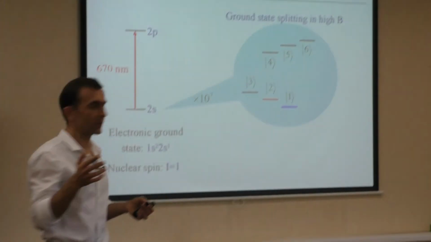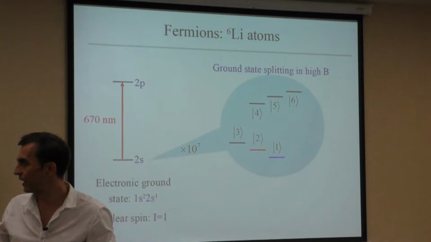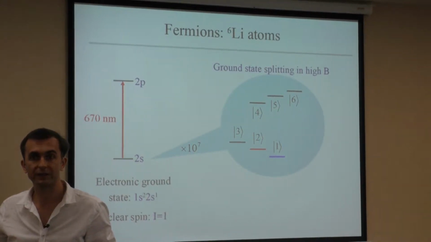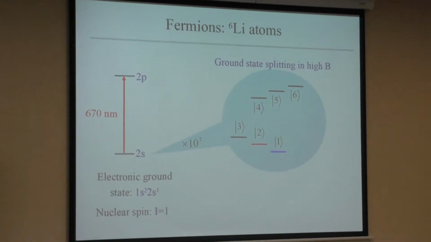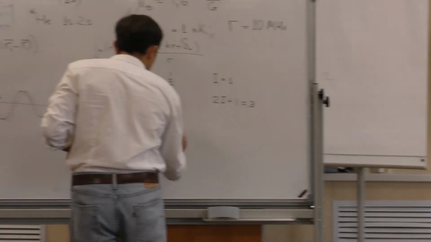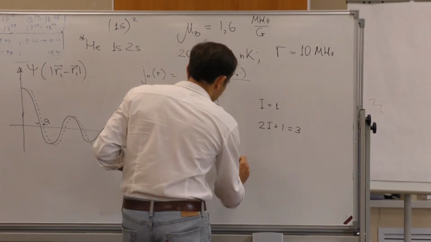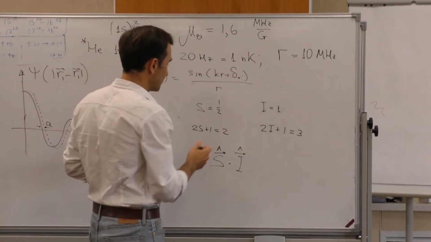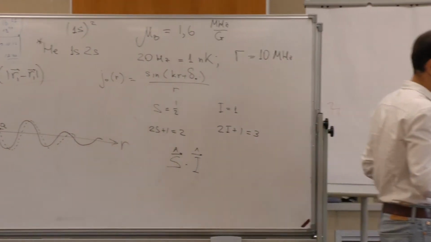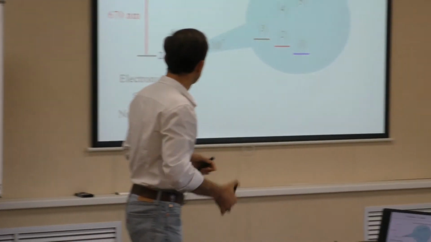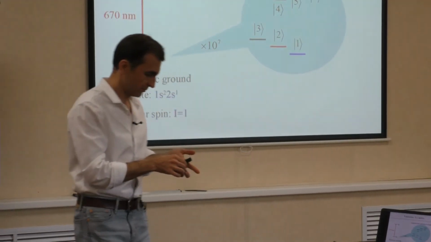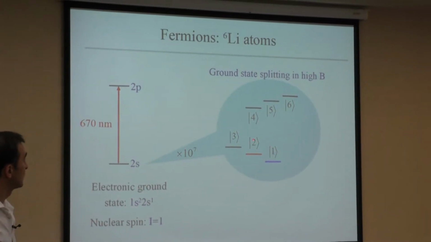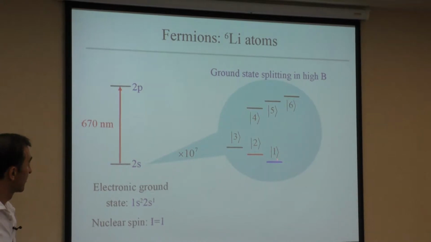And they appear by mixing. Those are hyperfine states. They are eigenstates of the operator of interaction between the electronic spin and nuclear spin. So there are a total of 6 states. And I will consider 2 states with the lowest energy.